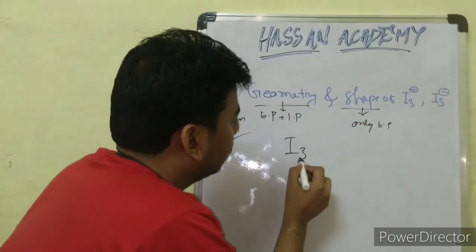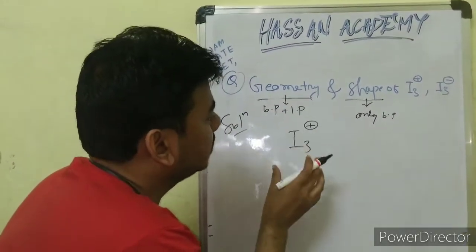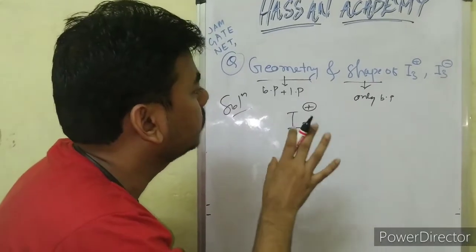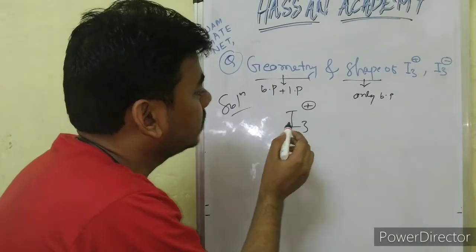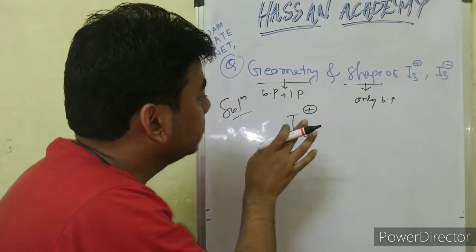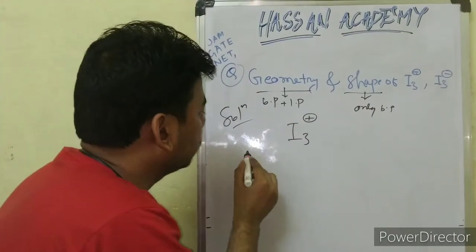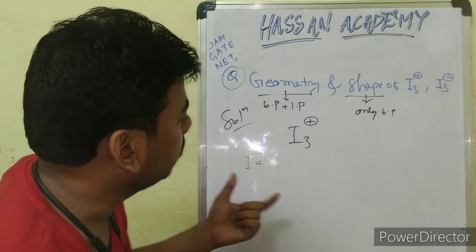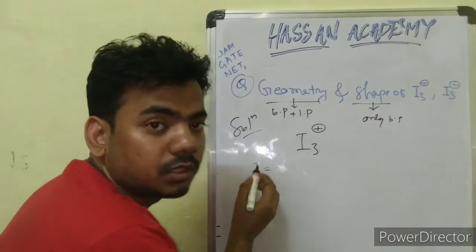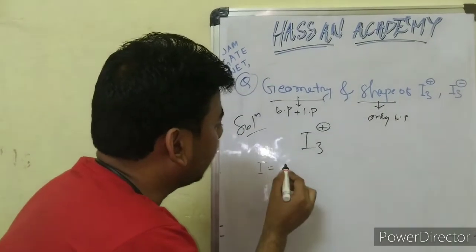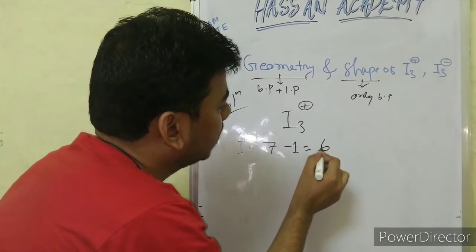First I am doing it for I3+. Let's see what the geometry and shape are. Whenever you get this type of compound, you need to find out the hybridization. For hybridization you should know the central atom. Since iodine is the only atom here, the central atom is also iodine. Then you should know the valence electrons of that central atom. In case of iodine that is 7, but 1+ is there, so you need to deduct 1, so you will get only 6.